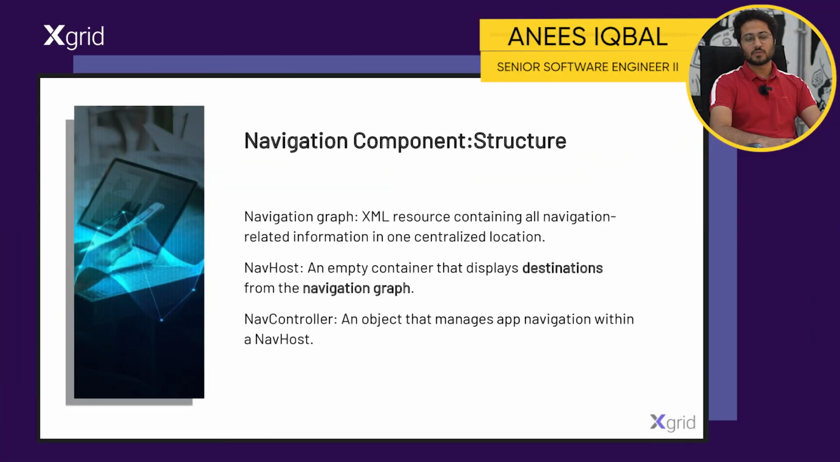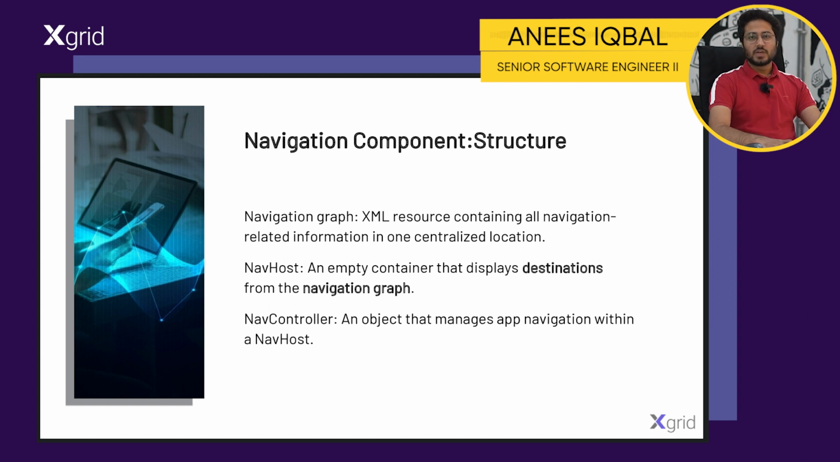Let's look at the main components of the navigation component. So here are the three basic components of navigation in Android. One is the navigation graph, the second is the NavHost, and the third one is the NavController. The navigation graph is an XML file which holds the destinations of your app. Destinations can be activities, fragments, or dialogues that appear in your application.